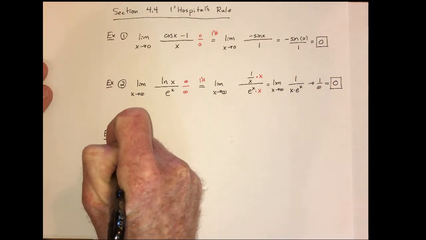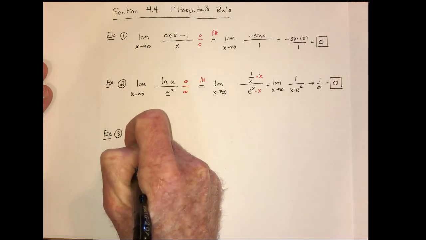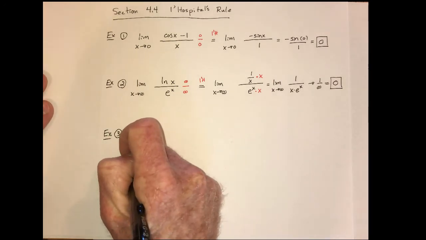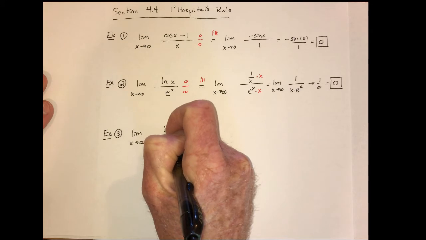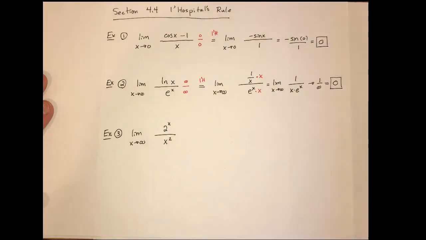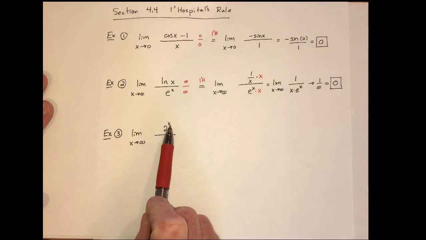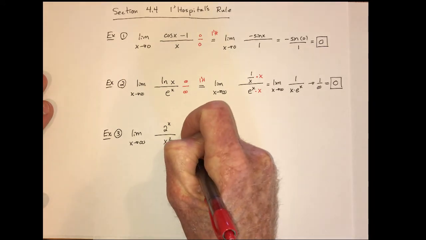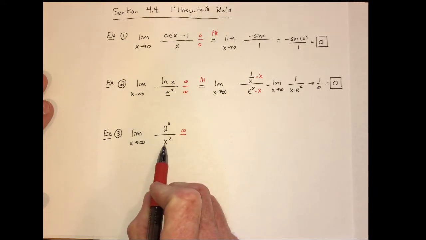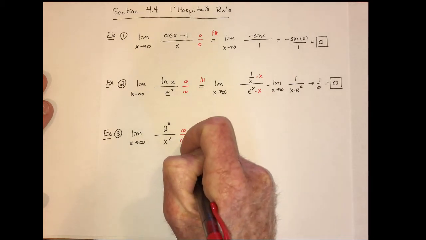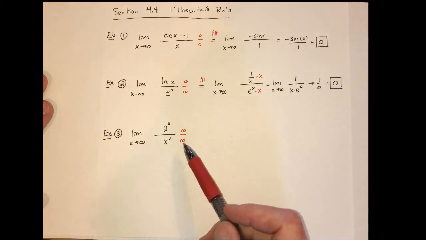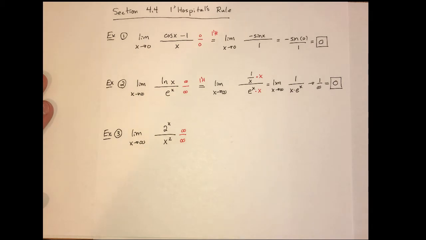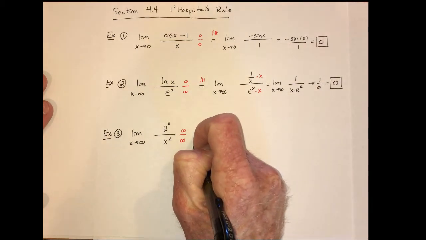For example, number 3. What's the limit as x approaches infinity? And this one's going to be 2 to the x over x squared. So to begin with, if x is going to infinity, 2 raised to the infinity equals infinity. On the bottom, infinity squared is infinity. So like I said, these are the two forms that it works for. This one is called indeterminate form. And so that means we can use L'Hopital's rule.